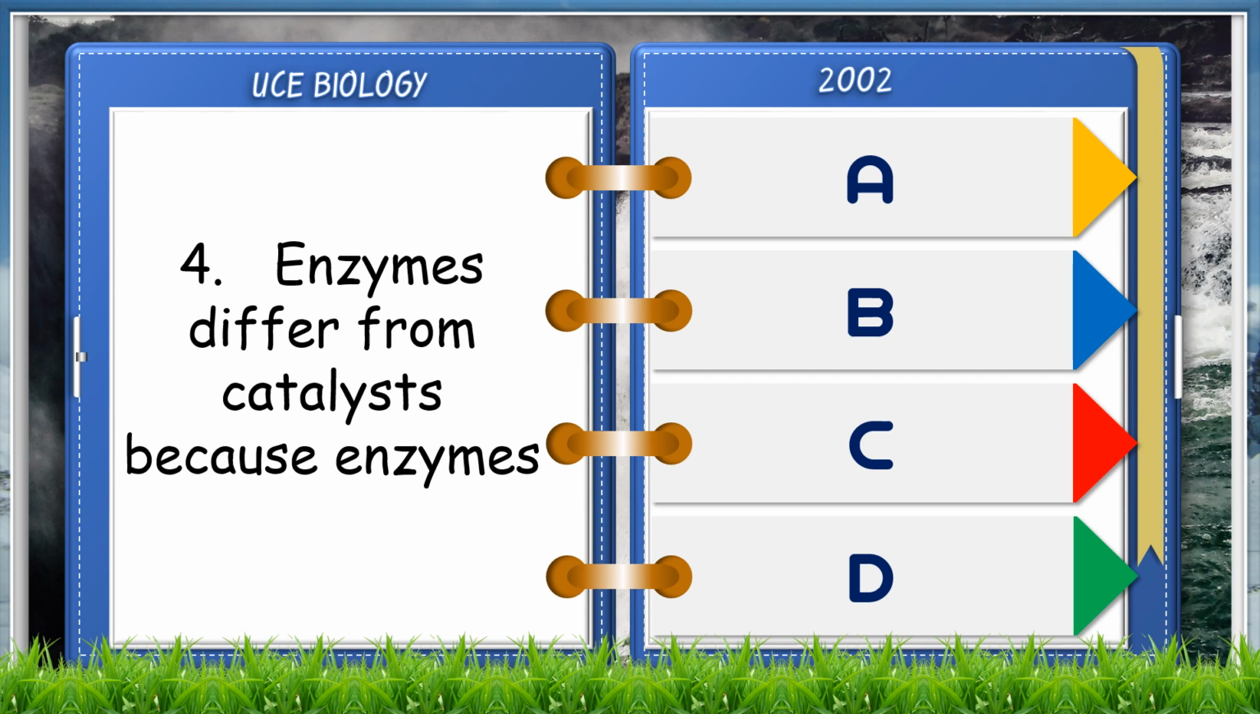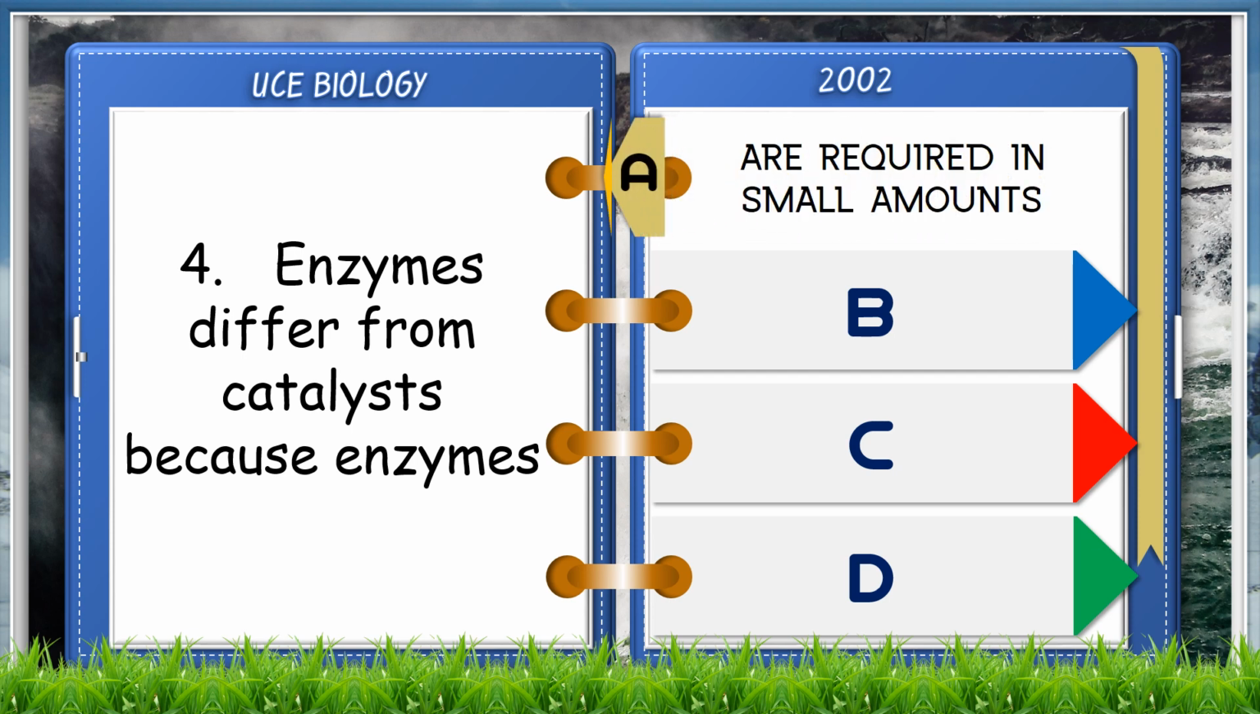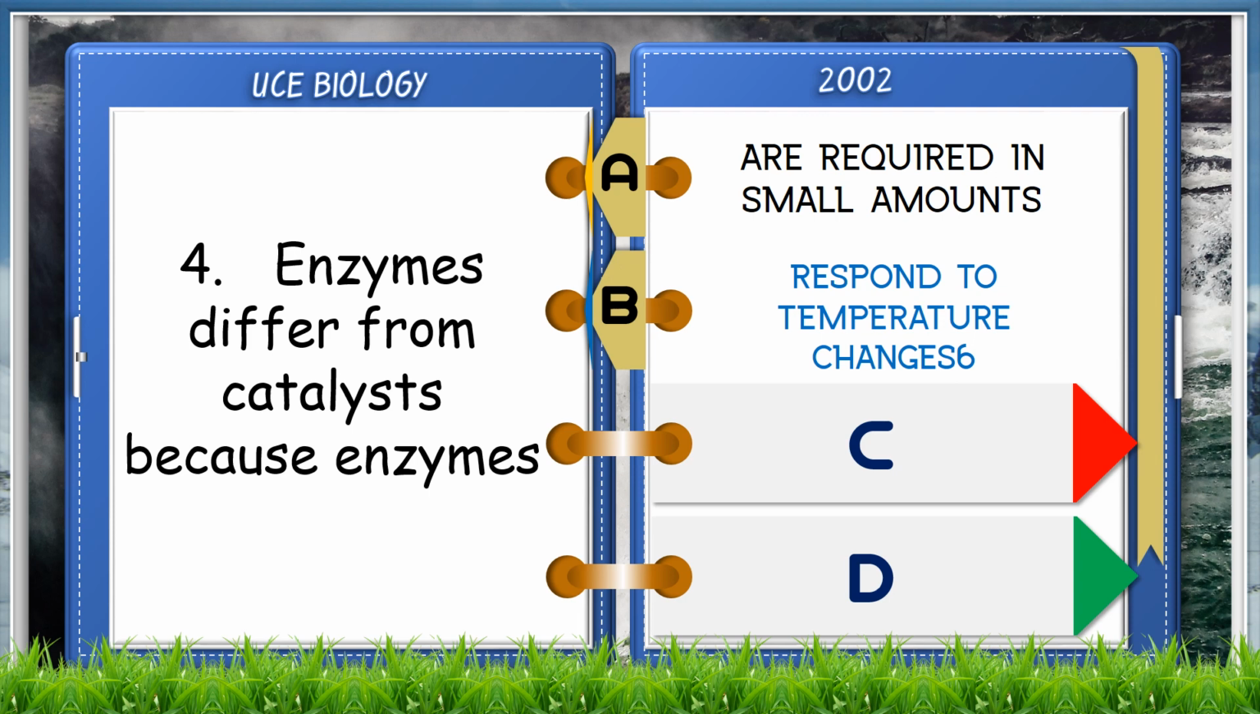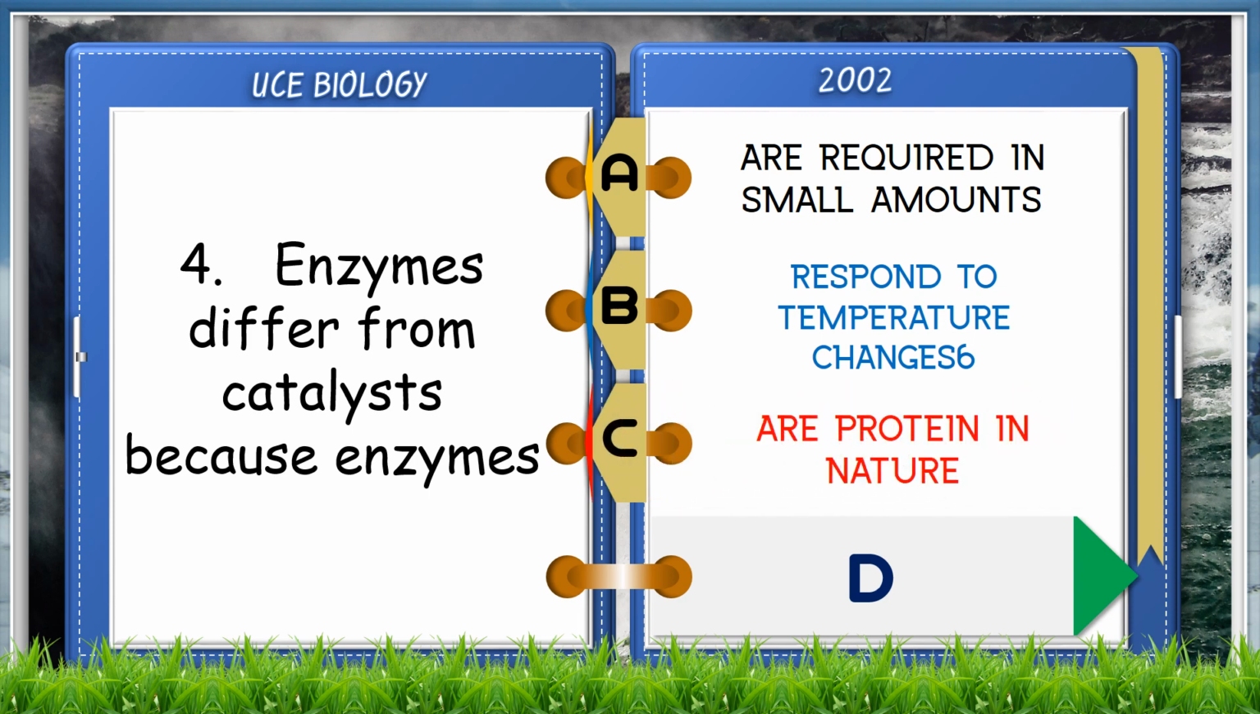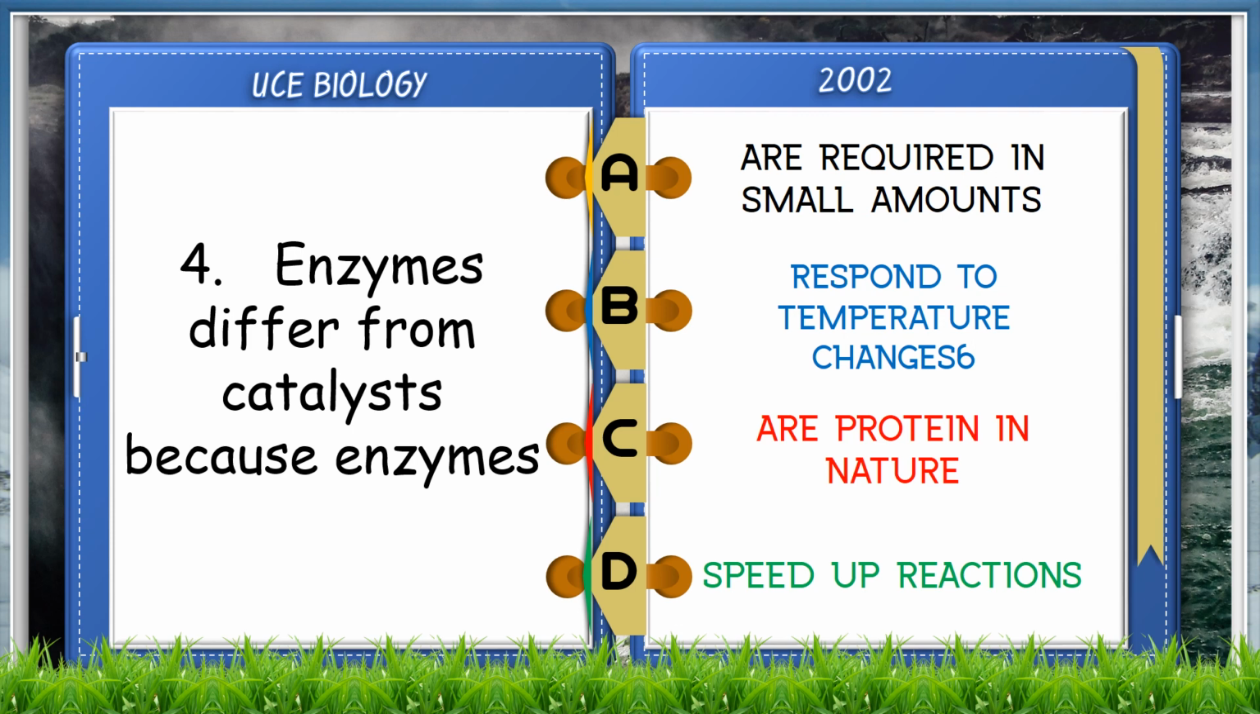Enzymes differ from catalysts because enzymes A. Are required in small amounts. B. Respond to temperature changes. C. Are protein in nature. D. Speed up reactions. The answer is C. Are protein in nature.